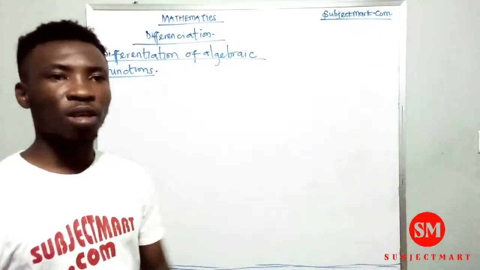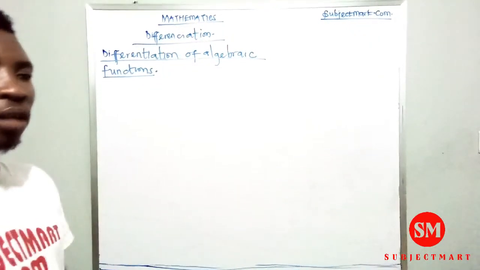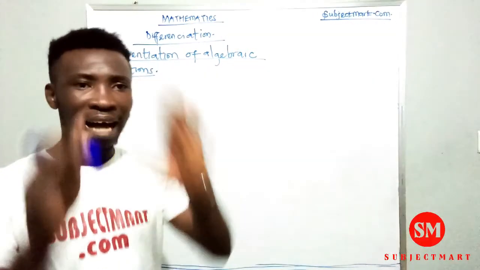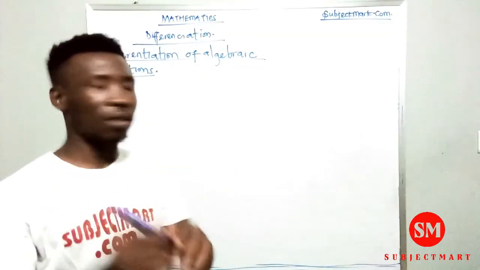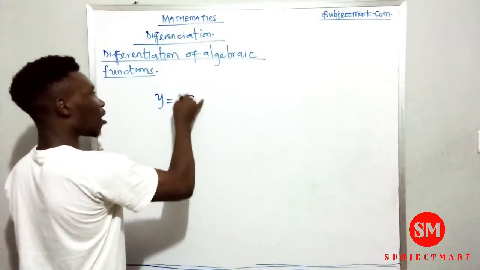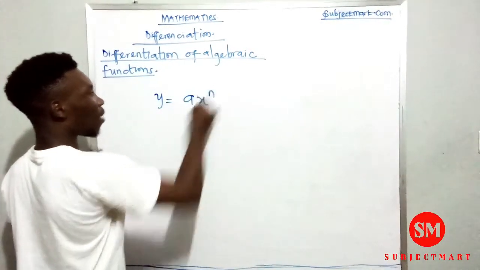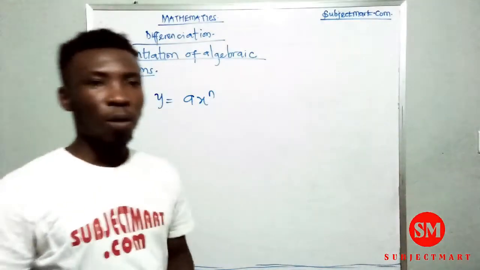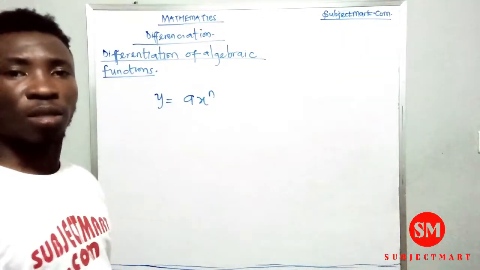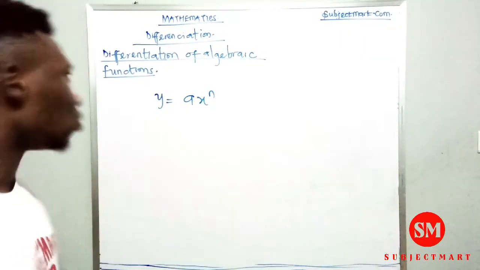So when I say differentiation of algebraic functions, what do we get to think of? Algebra is this branch of mathematics that deals with what? Alphabet and numbers. So let's say y here is equal to ax raised to the power n. Now, what you have here is an algebraic function, and you have to differentiate this particular algebraic function. What do you get to do?